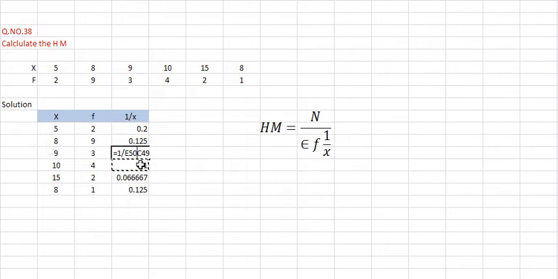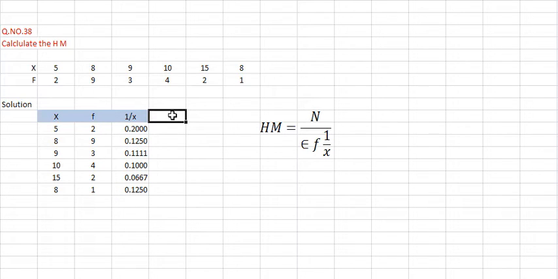The next number is 10, so 1 divided by 10. Then 1 divided by 15, and 1 divided by 8. So 1 divided by every x number, you will get these numbers. These are the values you need to find. I have taken only 4 places. No need for the total of this one.